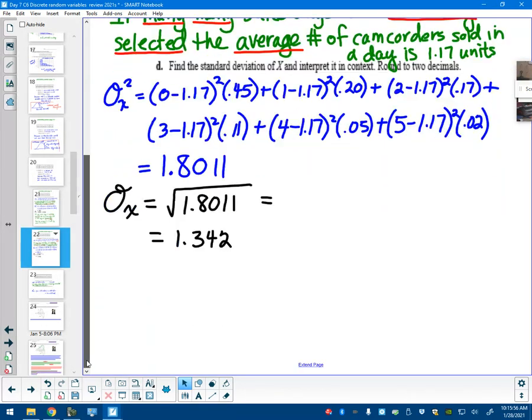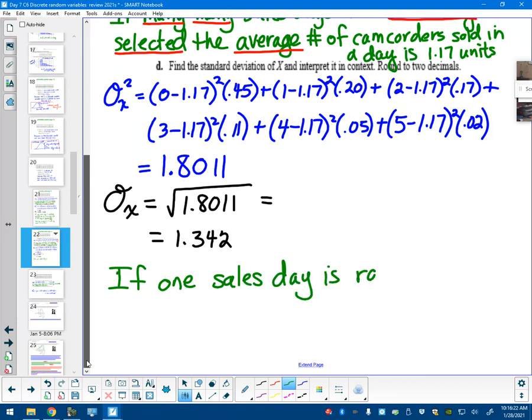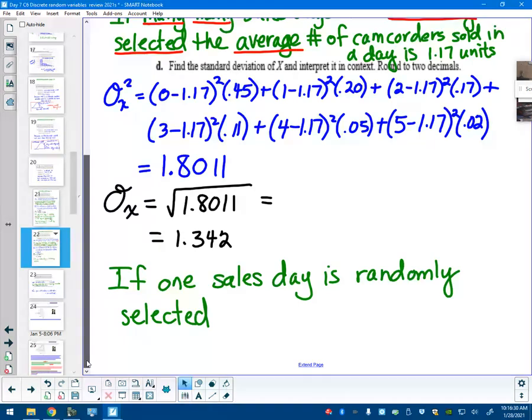Okay, so what does this mean? Now here's important. The mean is for everything all together, but the standard deviation is based on 1. So if 1 day of sales or 1 sales day is randomly selected, if 1 is randomly selected.